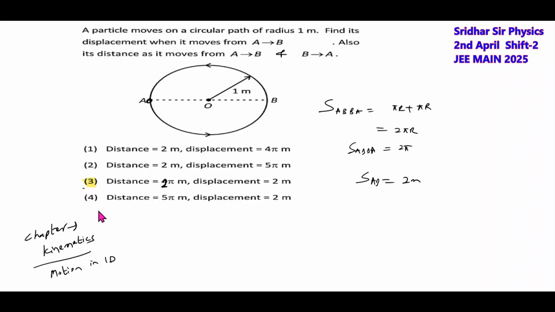Just simple, based on the definition of distance covered and displacement. Distance covered is a scalar, we have to add up the total path length. Displacement is the shortest length measured between initial and final points. We'll move to the next question.